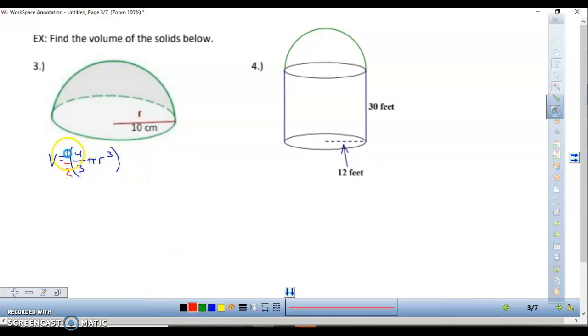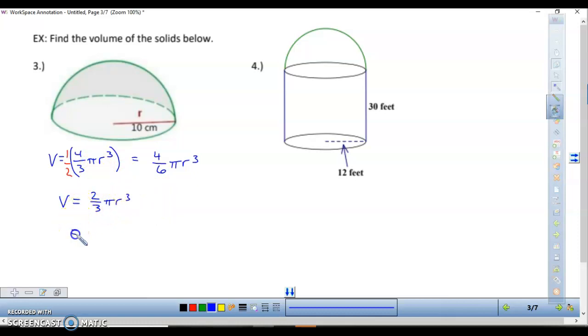And when I do that, when I multiply my fractions together, the 1 times 4 there gives me 4, and on bottom I would get 6. So this would give me 4/6 pi r cubed, but you can simplify that fraction to give you that the volume of a hemisphere is 2/3 pi r cubed. And that should make sense, because if an entire sphere is 4/3, well, then half of it will be 2/3.